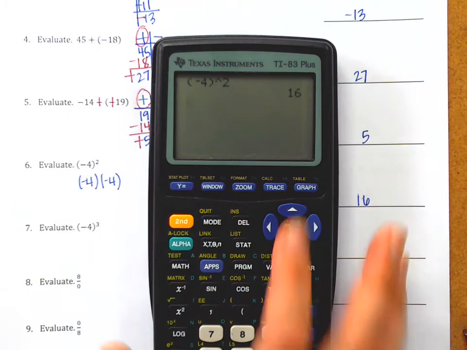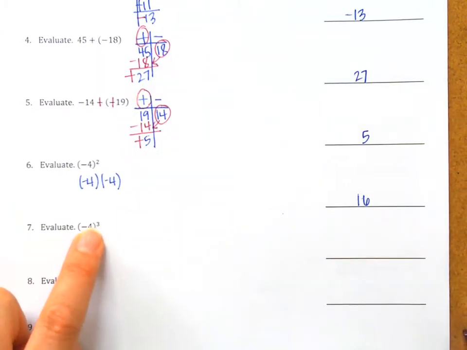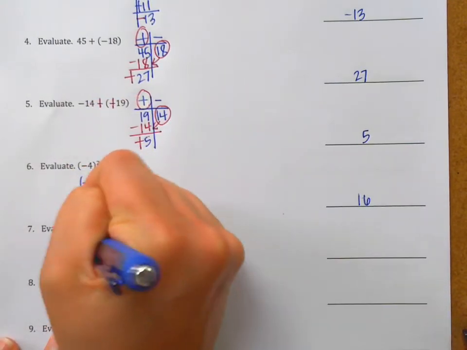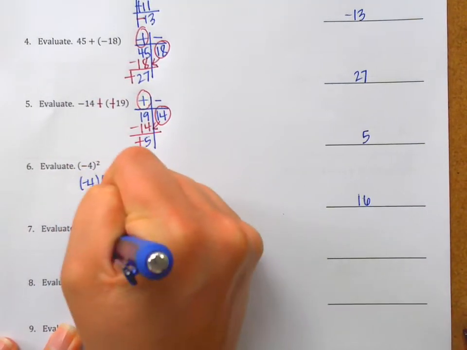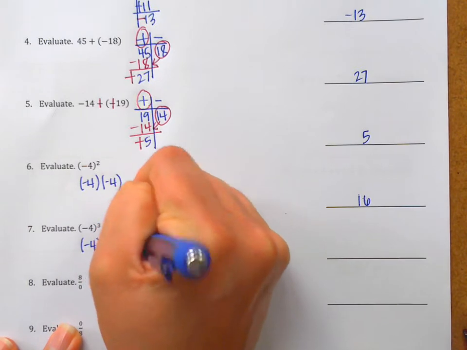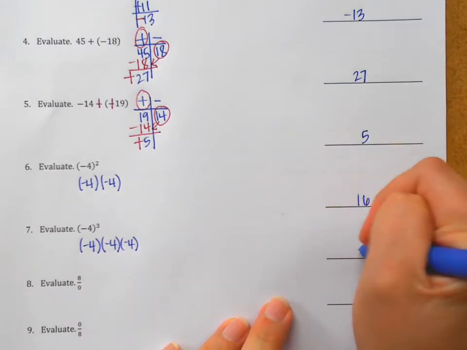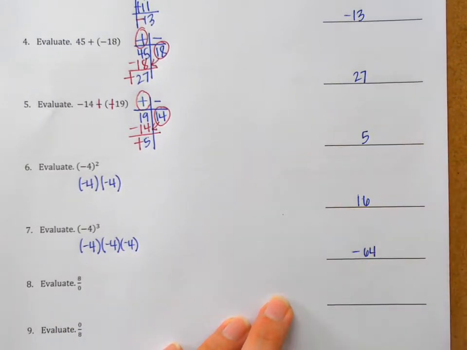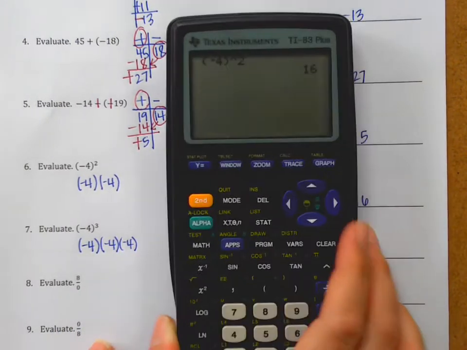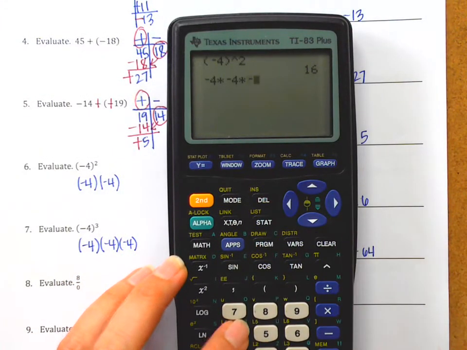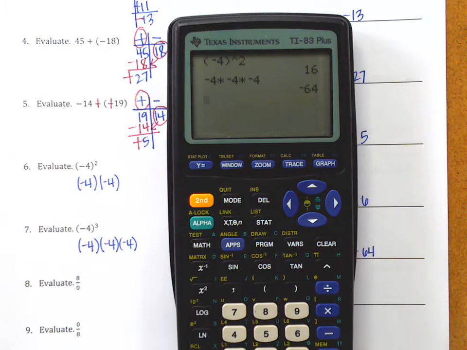different answer. Now, negative 4 cubed, that means that we're multiplying negative 4 together 3 times. So negative 4 times negative 4 times negative 4. So negative 4 times negative 4 is positive 16. Positive 16 times negative 4 is negative 64. Or we could just do that in our calculator. Negative 4 times negative 4 times negative 4. Just negative 64.